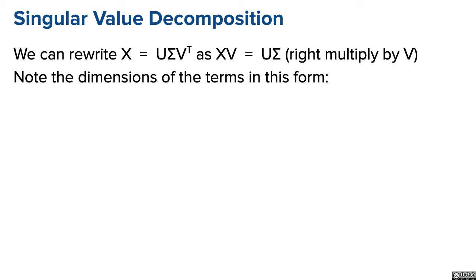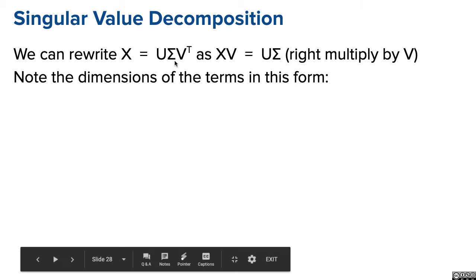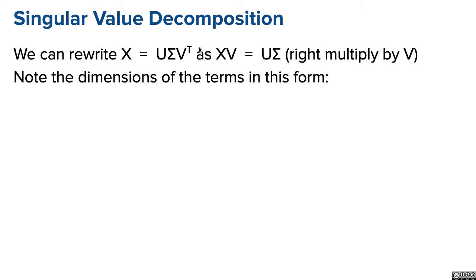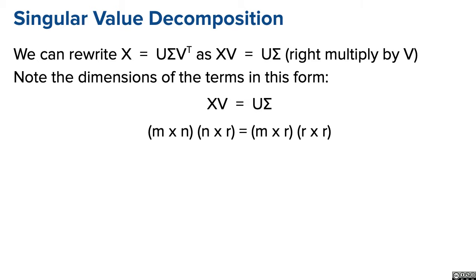On the right-hand side, remember that V transpose V is the identity matrix because V transpose is the inverse of V, because V is orthonormal. So that means that the V transpose over here will disappear when I multiply by V on the right-hand side. I'm going to get X times V equals U times sigma. Why is that useful? Well, because X times V has dimensions n times R.